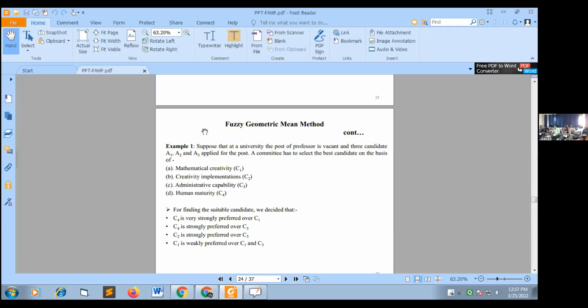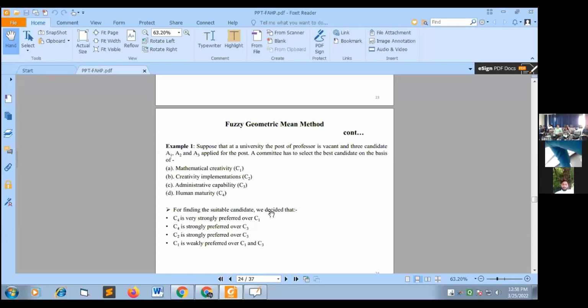I explain this through one example. Suppose in a university selection process, the post of professor is vacant and 3 candidates, A1, A2, A3, applied for the post. The committee has to select the best candidate on the basis of these 4 criteria: mathematical creativity, implementation, meaning experimental ability, administrative quality, and human maturity, personality, or communication skills.